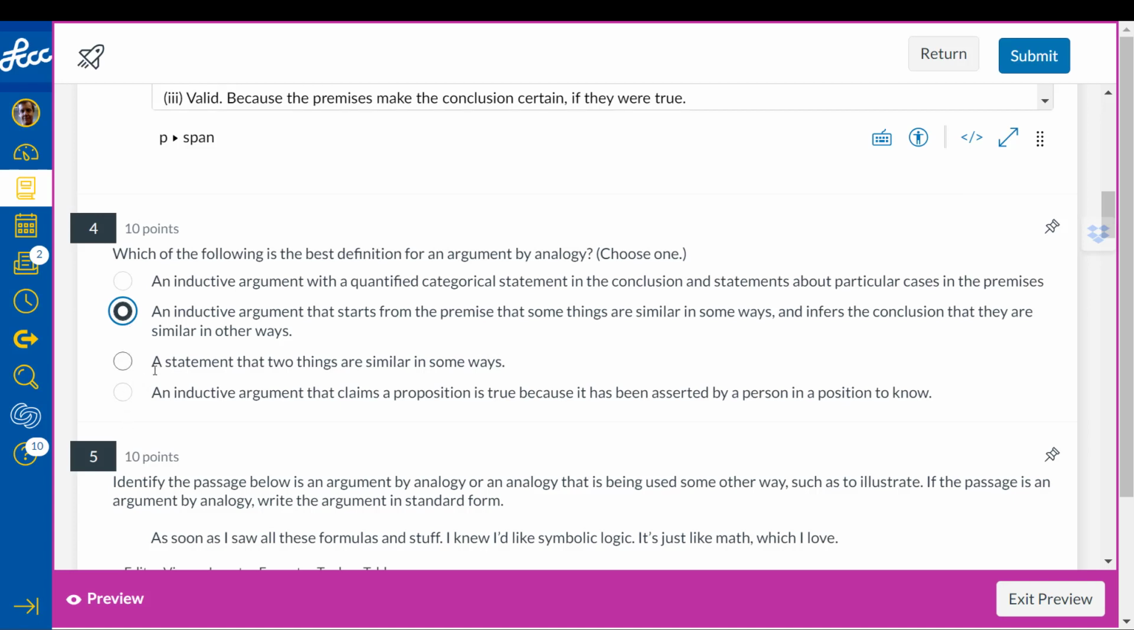Keep reading. It's important to check to be sure. A statement that two things are similar in some ways. This is just an analogy. It's not necessarily an argument by analogy. An inductive argument that claims a proposition is true because it's been asserted by a person in a position to know. That's an argument from authority. That's not right. All right.